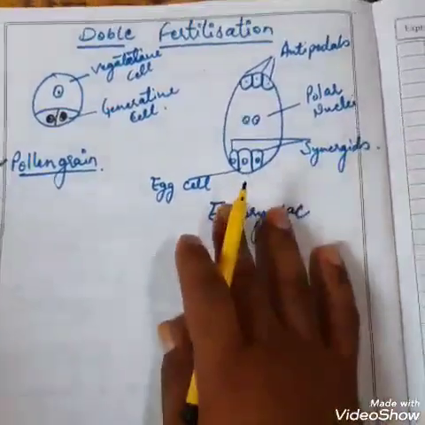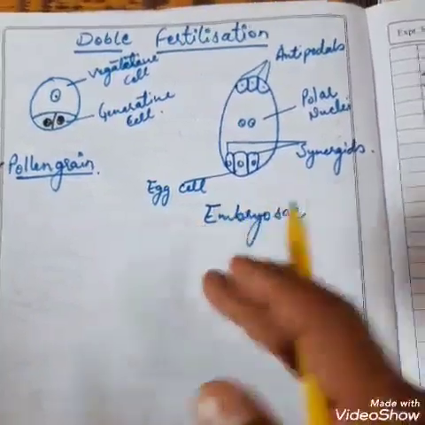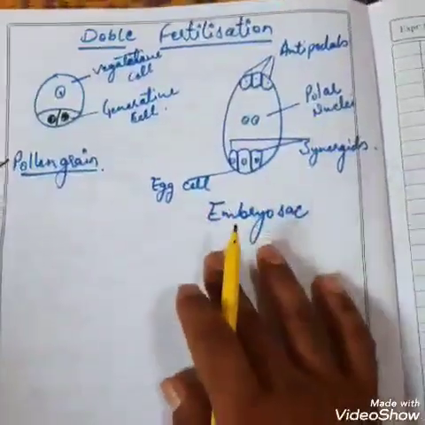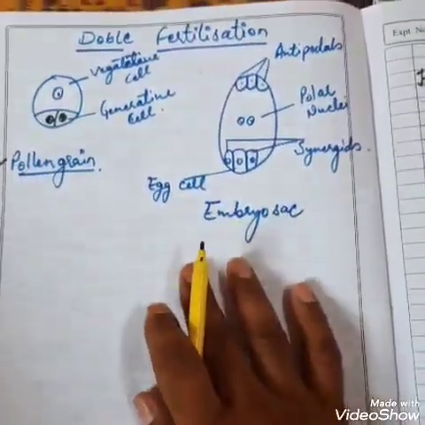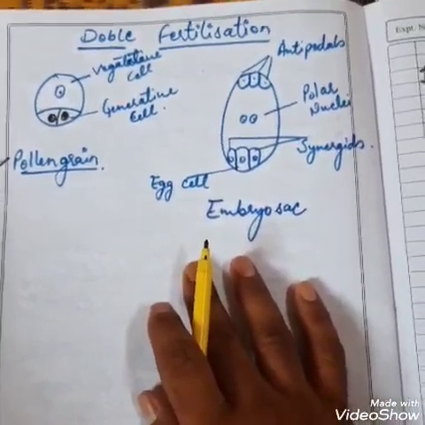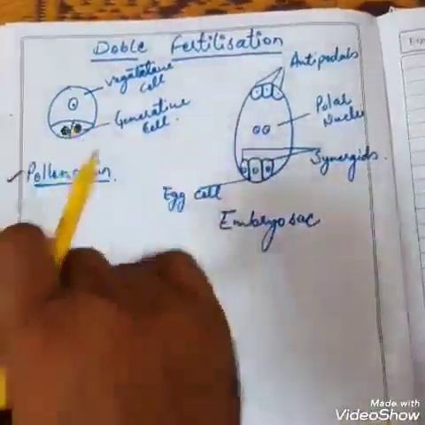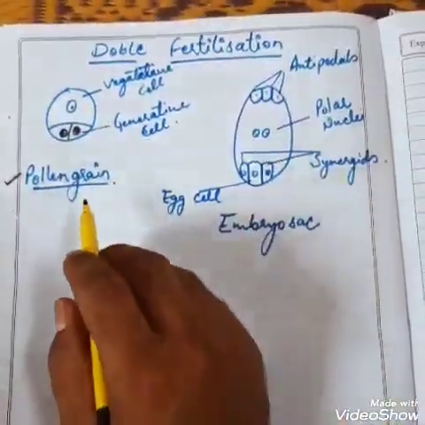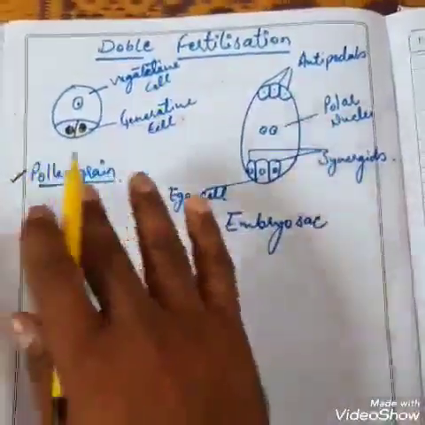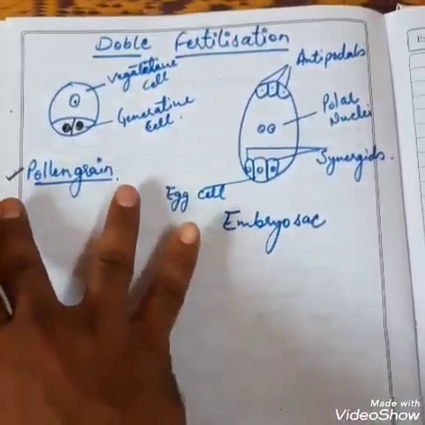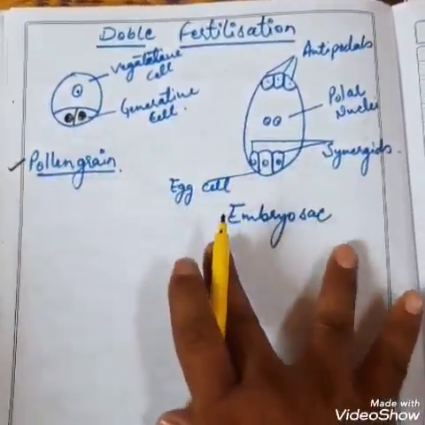Today we are going to talk about double fertilization, a very important topic of the 12th class biology book, second chapter, NCERT. Before double fertilization, we must talk about the structure of the pollen grain and the structure of the embryo sac.